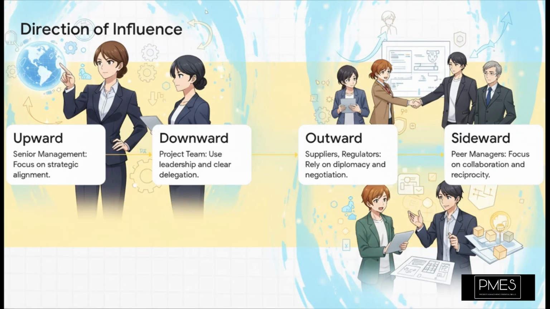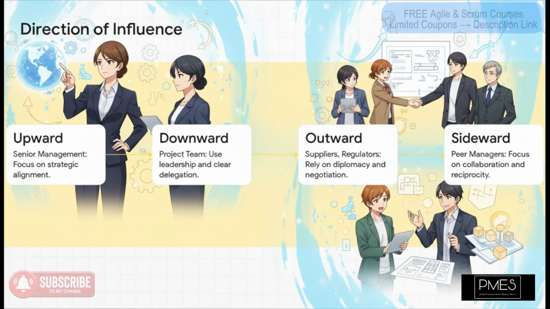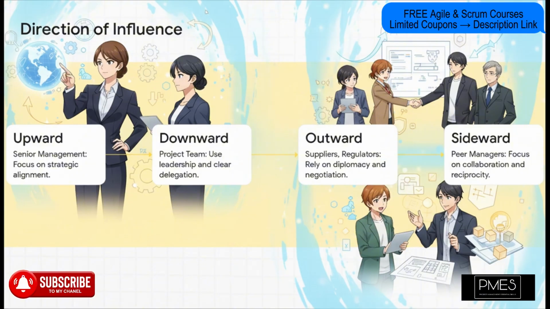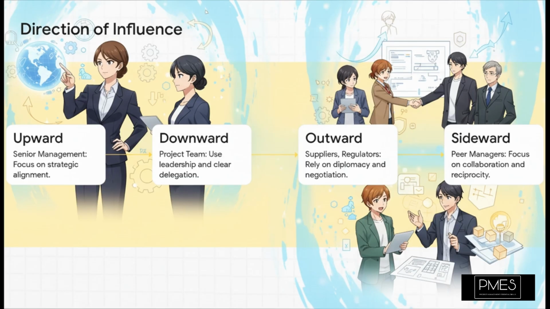And this is so critical. It's not just who you talk to, it's how you talk to them. That's the direction of influence model. You have to adjust your communication style. When you're talking to senior management, you talk strategy and business value. That's upward. With your team, it's about clear leadership and delegation. That's downward. With suppliers or regulators, it's more formal diplomacy, it's negotiation. That's outward. And with other managers at your level, it's all about collaboration. That's sideward. And trust me, using the wrong style in the wrong direction can be a huge mistake.